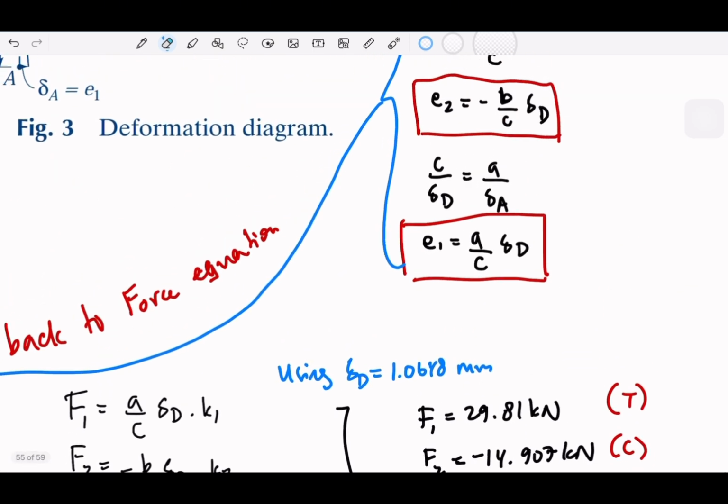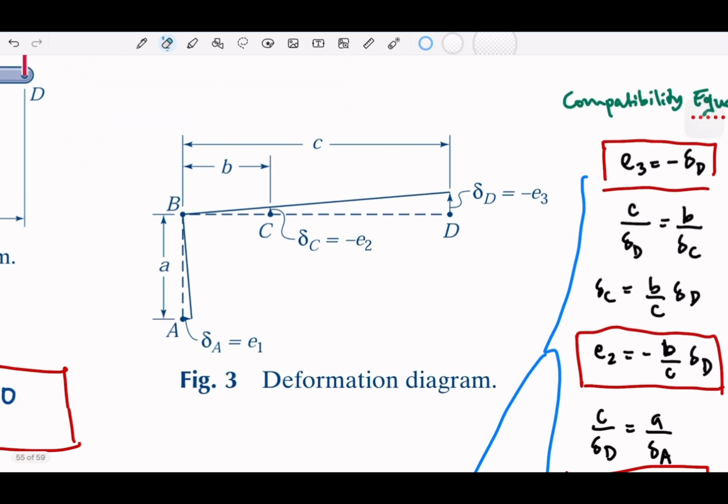So within this part, I think the important one is this, the deformations. Right here, this is important. Assuming how these deformations could be the key to solve this problem.